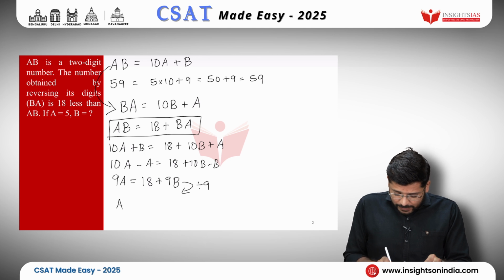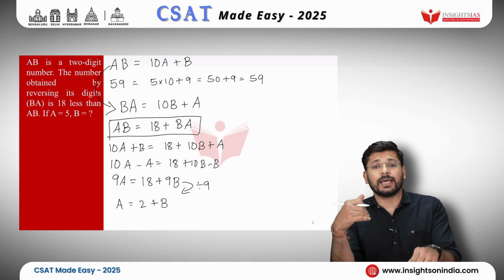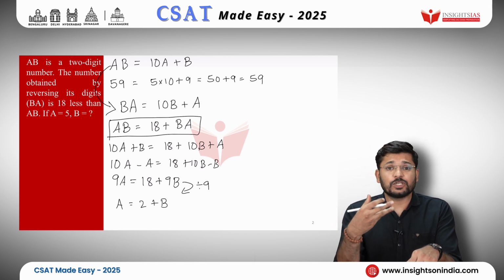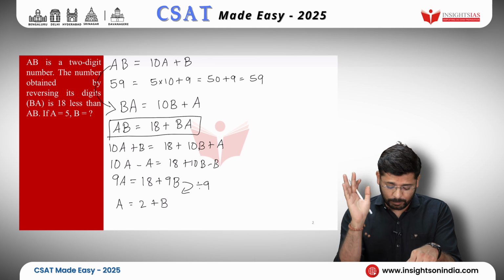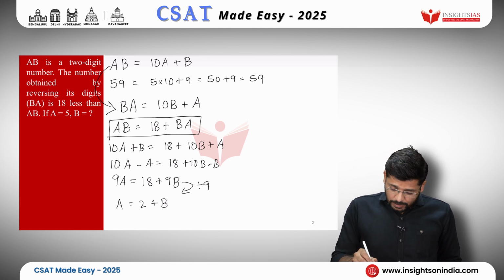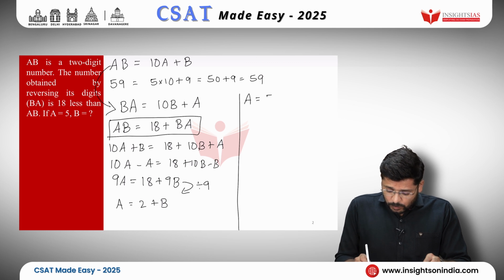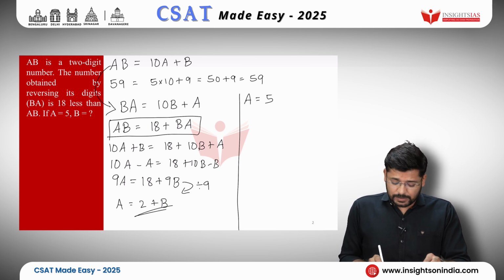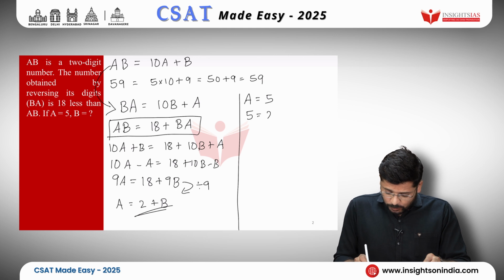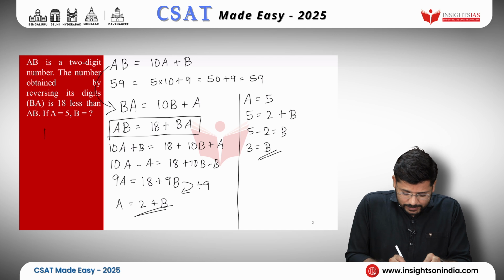Then what do we get? We get A is equal to 2 plus B, because 9A divided by 9 is A, 18 divided by 9 is 2, and 9B divided by 9 is B. So you get A is equal to 2 plus B. Now they have given us one more piece of information. They have told us that A is equal to 5. Let's substitute in this equation. So 5 is equal to 2 plus B. So 5 minus 2 is equal to B. So the value of B would be 3. So your answer is B equals 3.